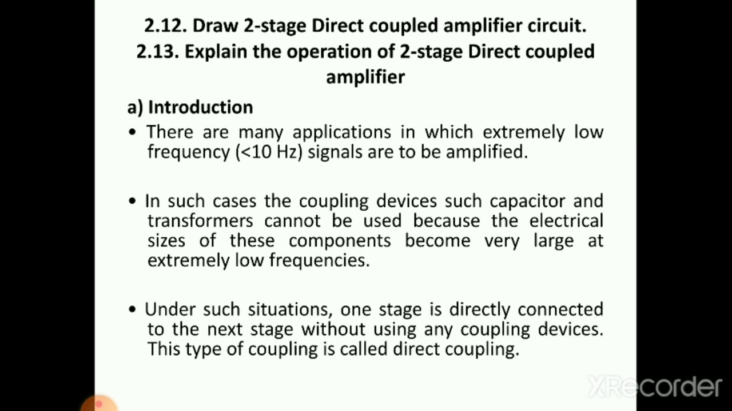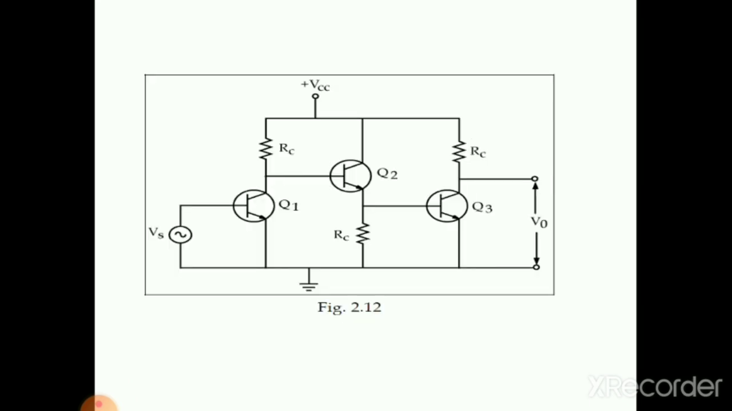So first see the circuit diagram. If you see in the circuit diagram, we have three transistors with RC collector resistors, and the output of the first transistor is connected to the input of the second, and so on. And with the input Vs and output V0, with VCC as common and the common terminal as ground connection.